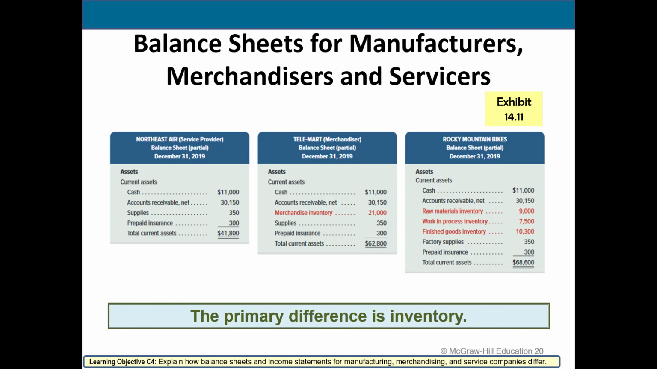This compares a balance sheet of a manufacturer and a merchandiser and a service company. So this first one is a service provider, and you can see that they do not have merchandise inventory. This one is a merchandiser, and they have merchandise inventory. And this is an example of a manufacturer, and they have 3 inventory accounts: raw materials, work in process, and finished goods.